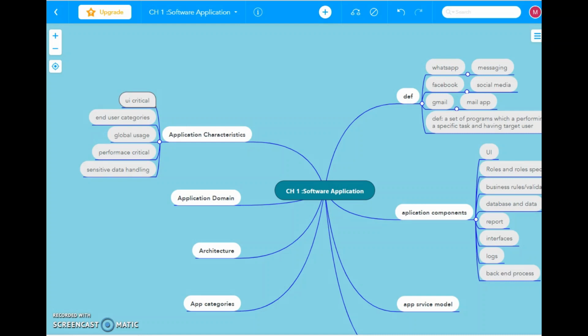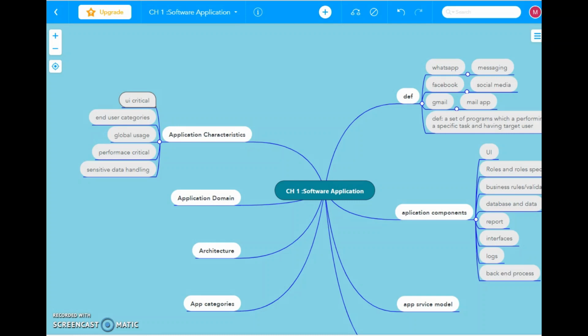Firstly, UI critical application means an application whose UI is a very important component of that application. For example, if you see games, the UI is very important. If it is not properly displayed, the user may completely not use the application itself. So those applications are called UI critical applications. Now the next is end user categories. The application is developed in such a manner that different kinds of users can use it. That means a technical expert user can use it, a regular business user can use it, a completely new user can use it, a novice user can use it, and maybe a person with some disability can also use it. So that is called end user category application.